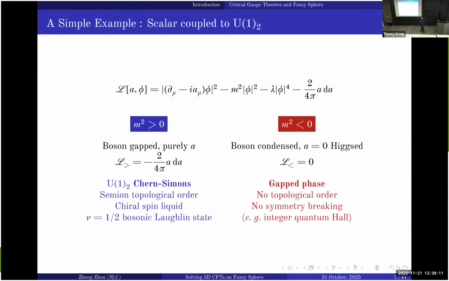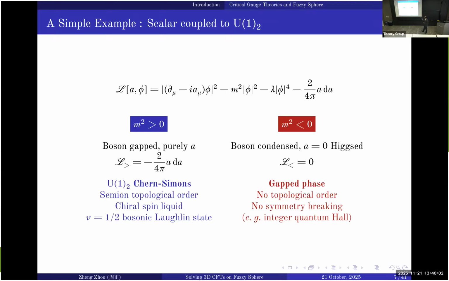So let us look at a very simple example of the Chern-Simons-matter theories. We take a single complex scalar, couple it to a dynamical gauge field, A mu, and add a level 2 Chern-Simons term to it. This is a scalar coupled to U(1) level 2. This describes a phase transition that is controlled by the mass m squared. When m squared is positive, the bosons are gapped, which leaves us with a pure gauge theory, which is U(1) level 2 Chern-Simons. This Chern-Simons theory is known to host a semion topological order. In different contexts, it is also known as the chiral spin liquid or nu equals 1/2 bosonic Laughlin state.